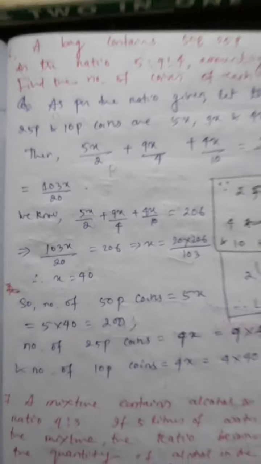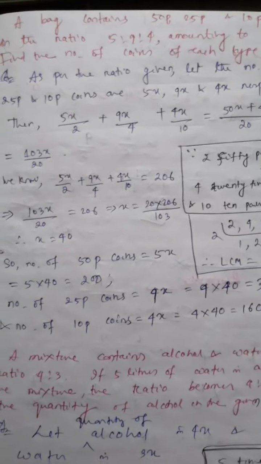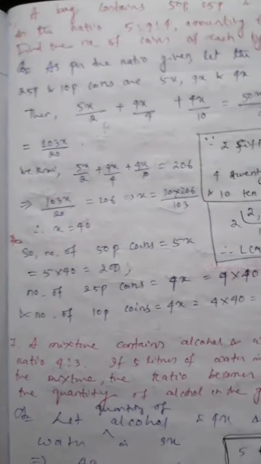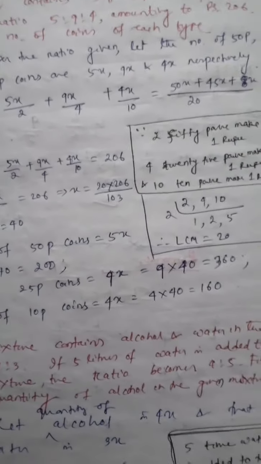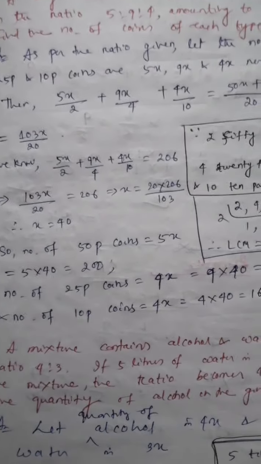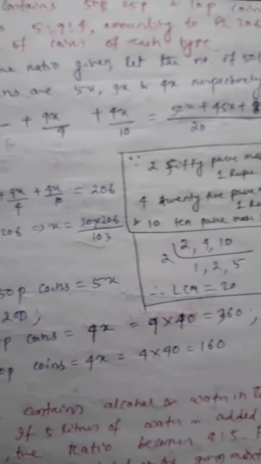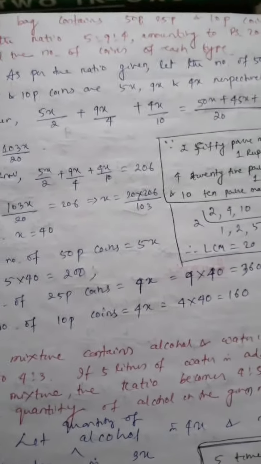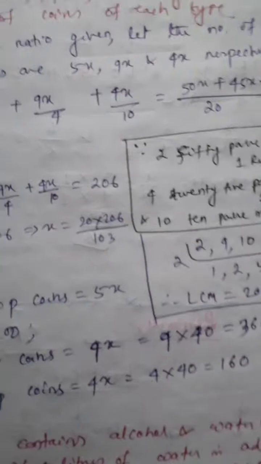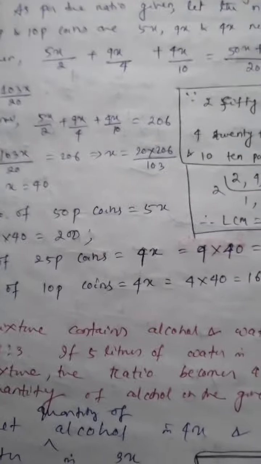Now I will proceed with question number 6. A bag contains 50 paisa, 25 paisa and 10 paisa coins in the ratio of 5:9:4, amounting to 206 rupees. Find the number of coins of each type. As per the ratio given, let the number of 50 paisa, 25 paisa and 10 paisa coins be 5x, 9x and 4x respectively. So what will I do?